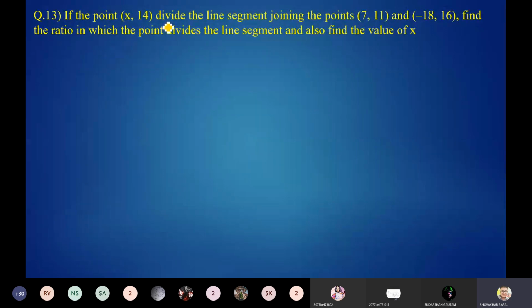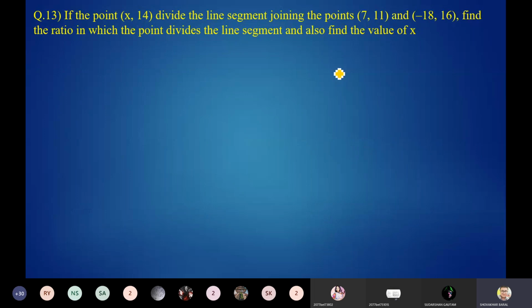Okay, write this question. If the point x, 14 divides the line segment joining the point 7, 11 and -18, 16, find the ratio in which the point divides the line segment and also find the value of x. This question has a bit more language in it. Let's try to understand this question.